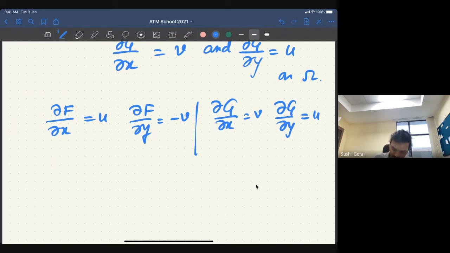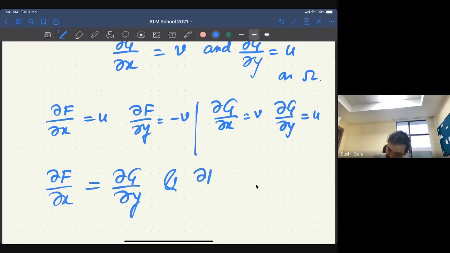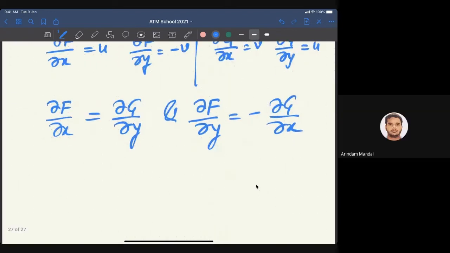Yeah, is this fine? Now what is del by del x of f plus ig? Oh well, let me just first show you something else. So what is this equation? Del f by del x is del g by del y, and del f by del y is minus del g by del x. Do you recognize this equation? Kind of CR equation of a function f plus ig.